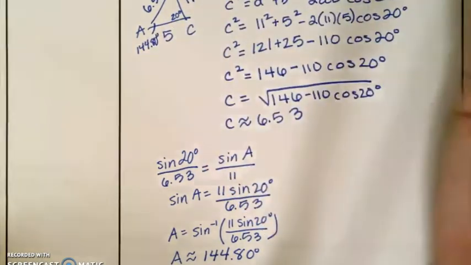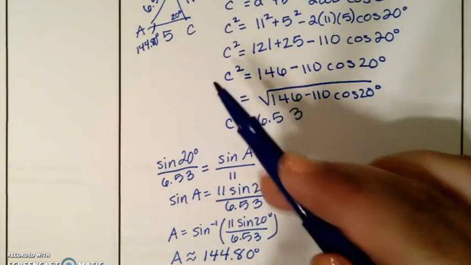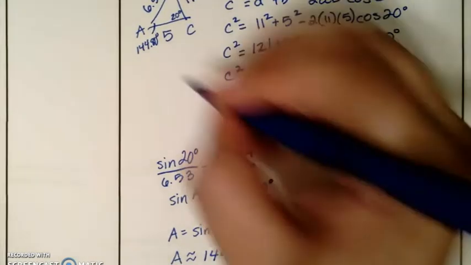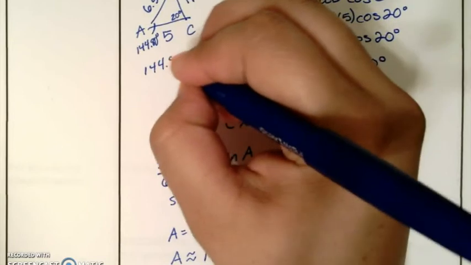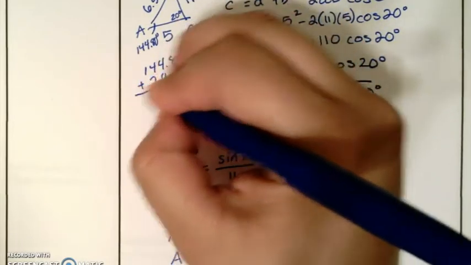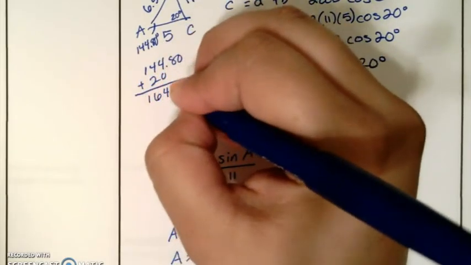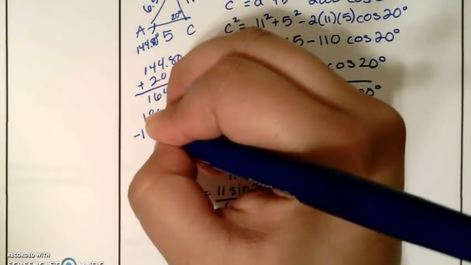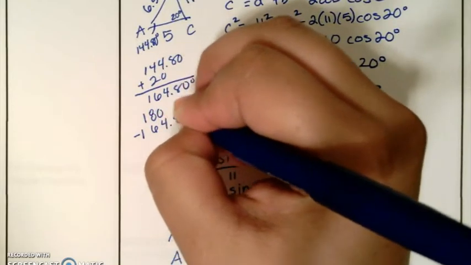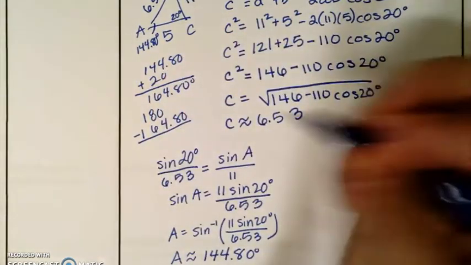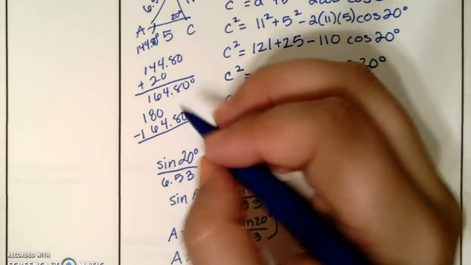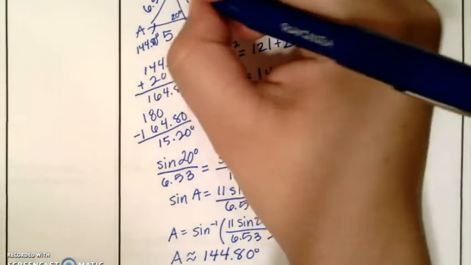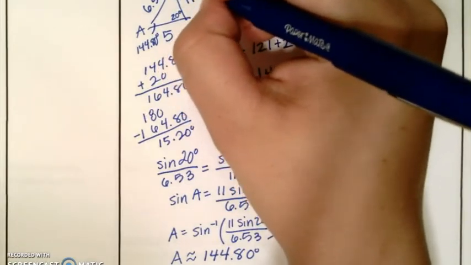So now we have that the measure of angle A is 144.80 degrees. We can use the angle sum of a triangle to calculate that 144.80 plus 20 degrees is 164.80 degrees. So what is remaining out of the 180 degrees is 15.20 degrees. So angle B has a measure of 15.20 degrees.